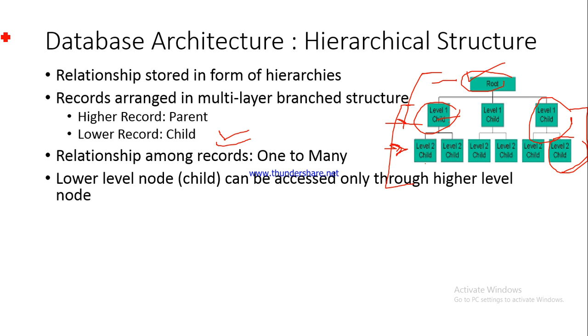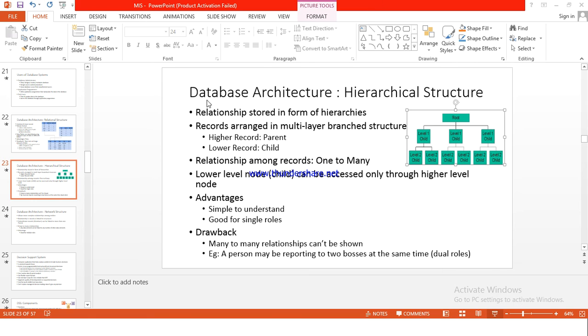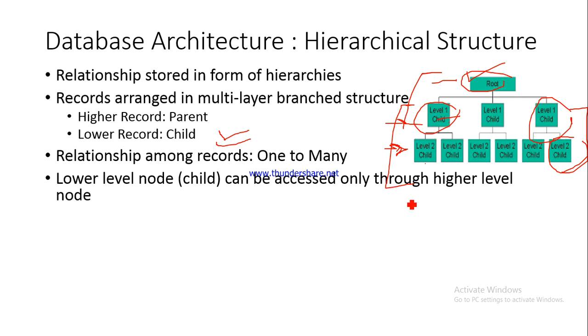So for example, if you want to go to a lower level node, let's say you want to go to this particular node. Now what will you do? You will have to access the root first. From there you will get access to level 1 child, from where you will get access to level 2 child. Is this fine? So this is how you can access a child node through a parent node or through the higher level nodes. Is this fine?